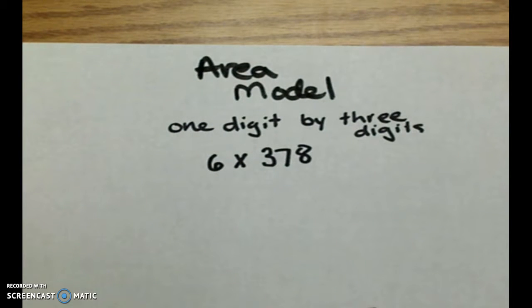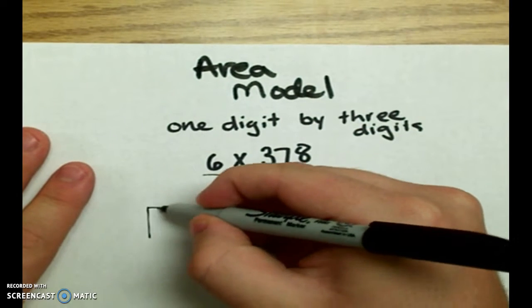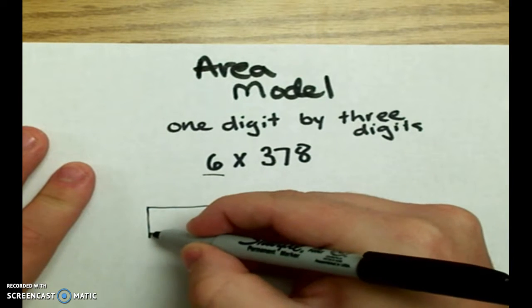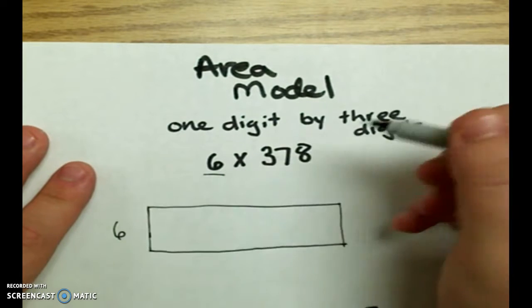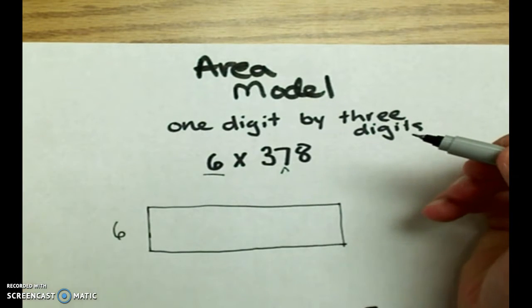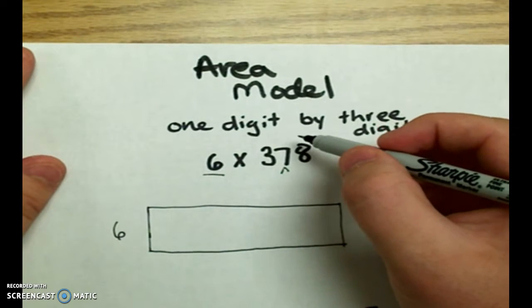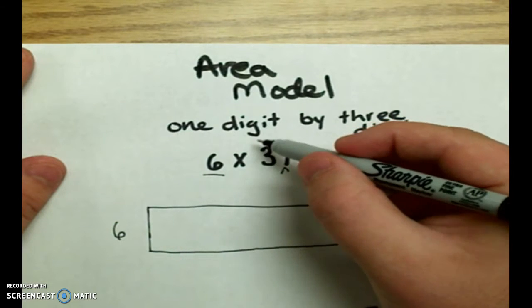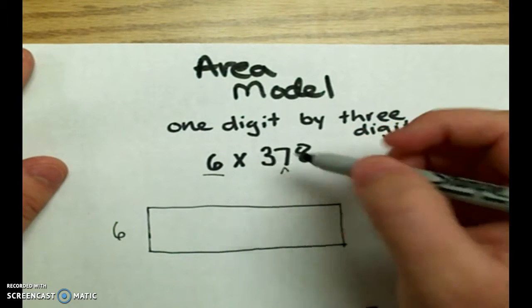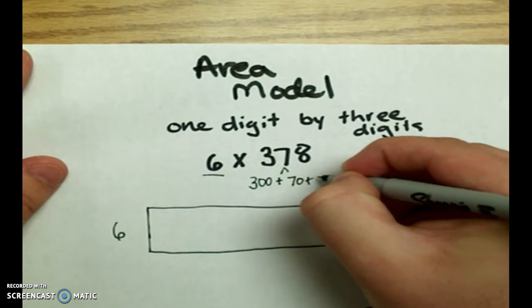So the first thing you do with area model is you find your smaller factor. So your smaller factor is 6. You will draw your rectangle, and you will add your 6 here. Now you decompose your 378 into the values at each of the place values. So the 8 is the 1, the 70 is the 10, and the 3 is the 100. So 300 plus 70 plus 8.